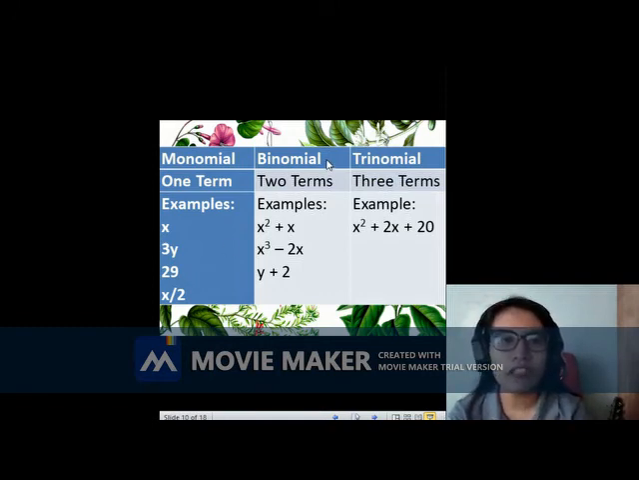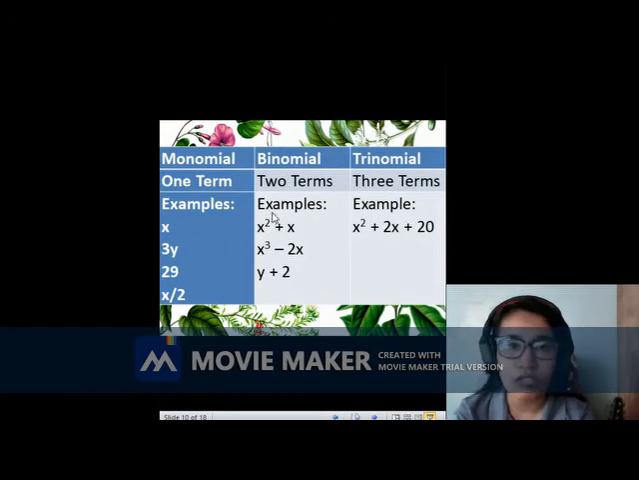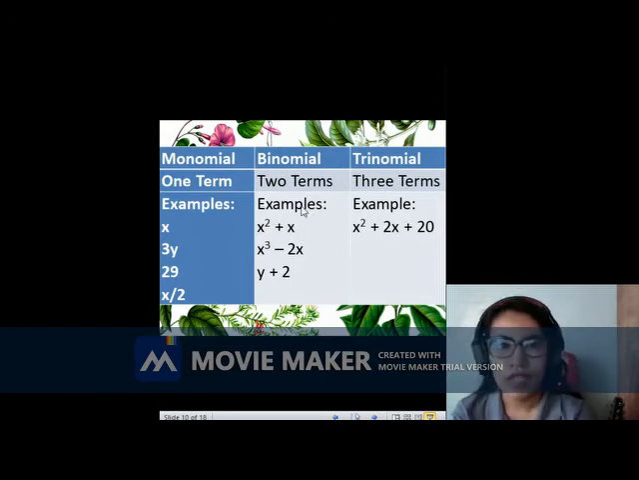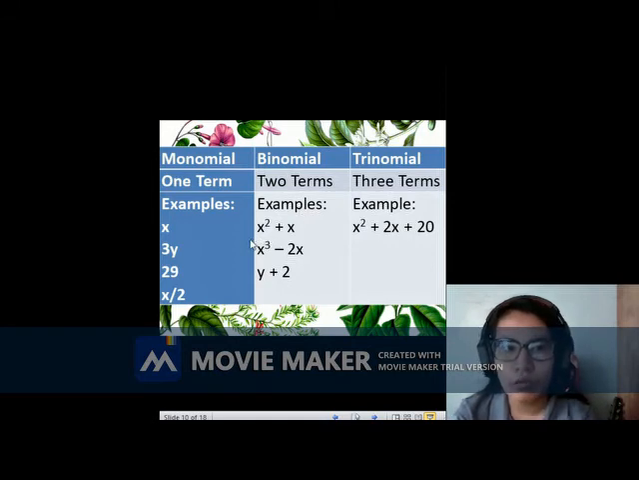We have here the binomial, 2 terms. Examples: x squared plus x. This is what I'm saying, you will count the terms: 1, 2. x cubed minus 2x: 1, 2. The separation for you to count is plus or minus only. Don't include the divide. Plus, minus only. If you see that, then that will be your sign to count the number of terms.